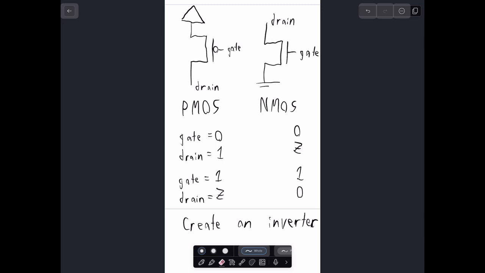And I'll bring down the truth table for the NMOS and PMOS.